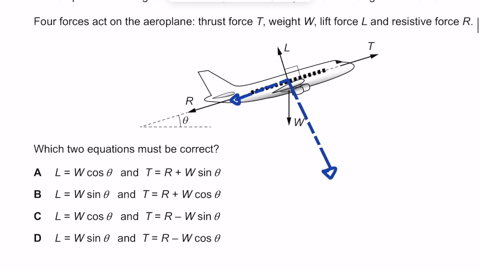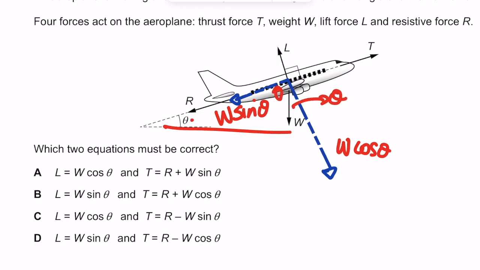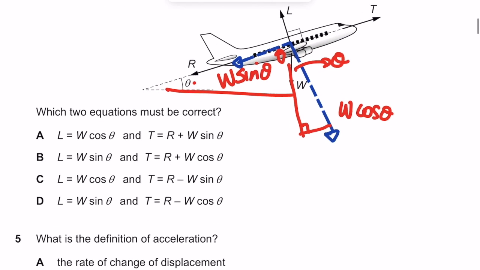Alright, so this side is W sine theta. The perpendicular component is W cosine theta. You can do it with memory, or you can think about it. This is theta, this is 90 minus theta, so this part is theta. You can make a right angle triangle, and you can do it step by step.